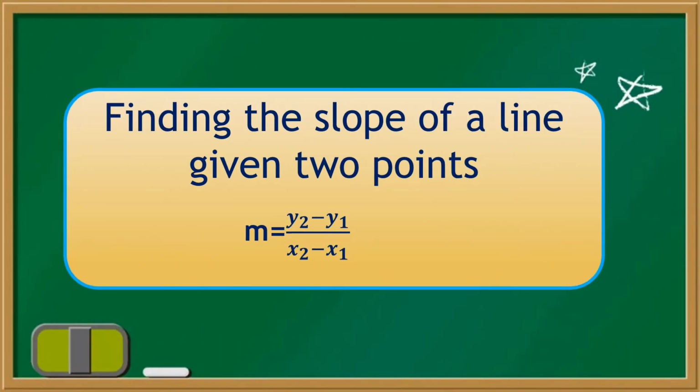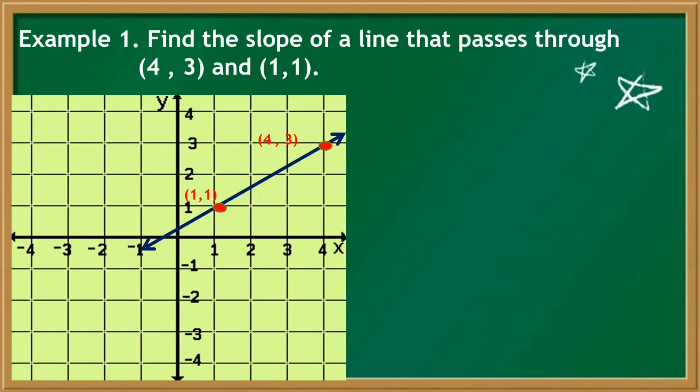Let's move on in finding the slope of a line given 2 points using the formula M equals y sub 2 minus y sub 1 over x sub 2 minus x sub 1. Example number 1. Find the slope of a line that passes through 4, 3, and 1, 1. Using the formula, m equals rise over run. From this point, let's move upward. 1, 2. The rise is 2 units. From this point, let's move to the right. 1, 2, 3. That is, run equals 3 units.